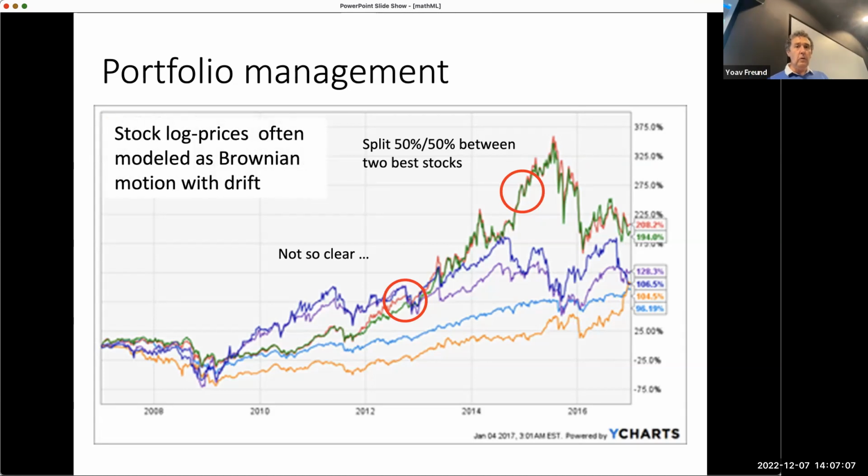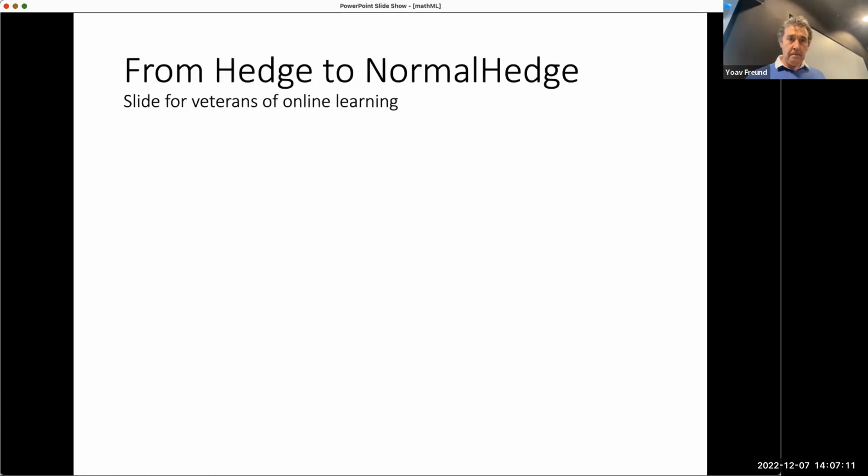Stock log prices are often modeled as Brownian motion with drift.